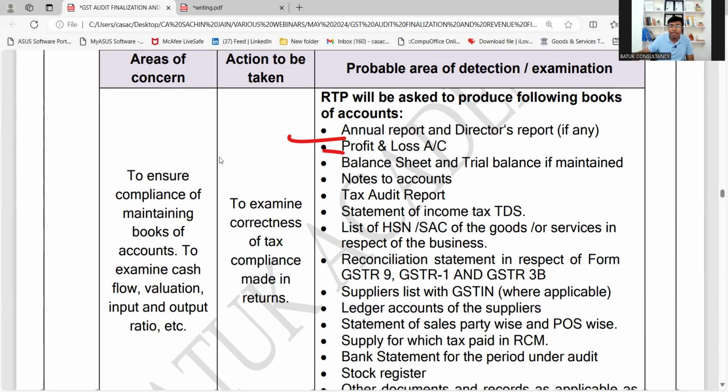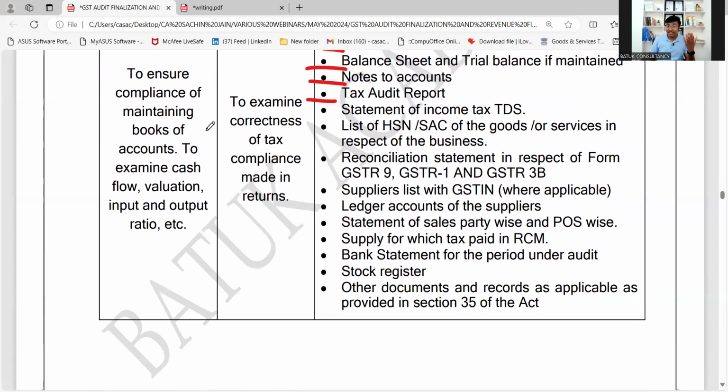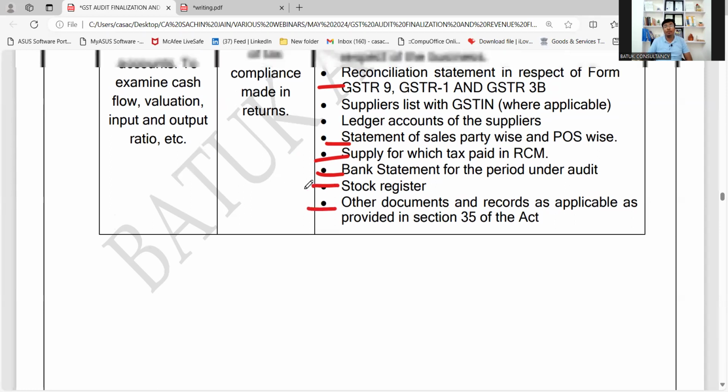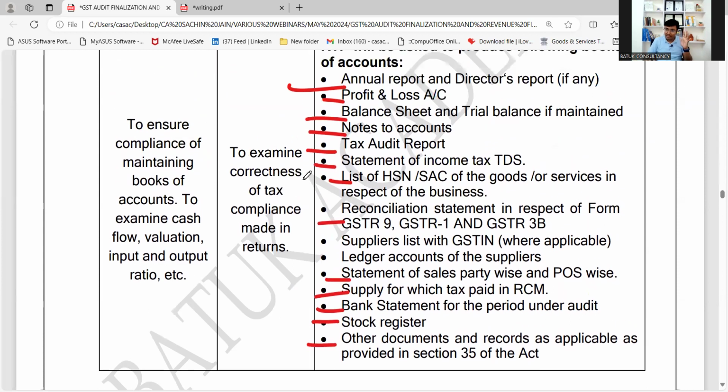The profit and loss account, the balance sheet, the notes of accounts, the tax audit report, statement of income tax TDS, list of HSN SSC code, reconciliation statement in respect of GSTR 9, 1 and 3B, supplier list with GSTN, ledger accounts of the supplier, statement of sales party wise and place of supplier wise, supply for which tax paid in reverse charge mechanism, bank statement for the period under audit, stock register, other documents records as applicable or as provided in section number 35. So this is the list.